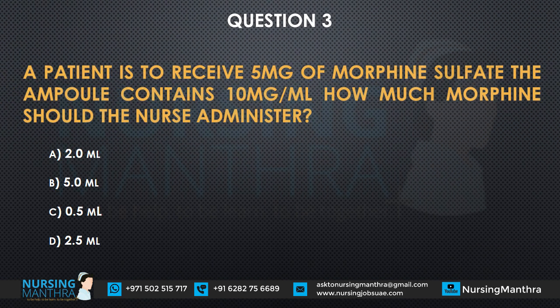A patient is to receive 5 mg of morphine sulfate. The ampoule contains 10 mg per milliliter. How much morphine should the nurse administer? A. 2.0 mL. B. 5.0 milliliters. C. 0.5 milliliters. D. 2.5 milliliters.